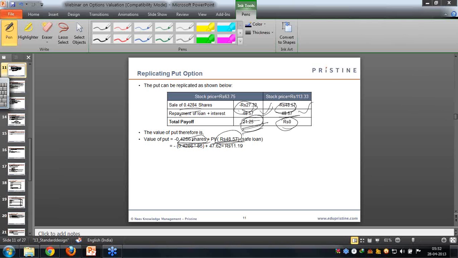Earlier what we did is we bought the shares. So here we are selling the shares, so the sign is exactly the opposite. Here we are lending instead of borrowing, so the sign is again the opposite. We get rupees 11.19, which is the value of put option.